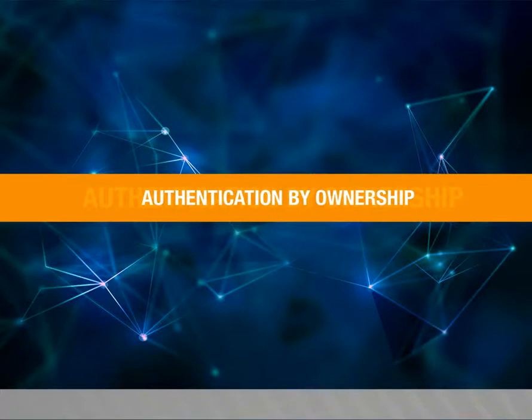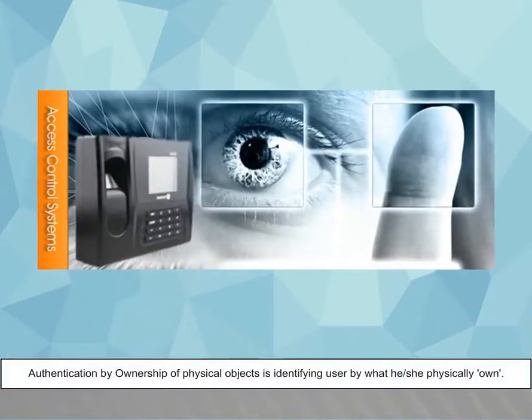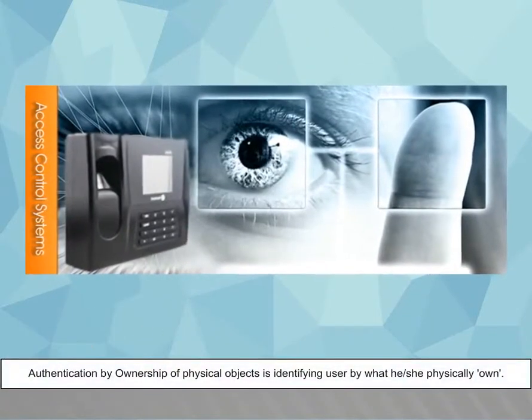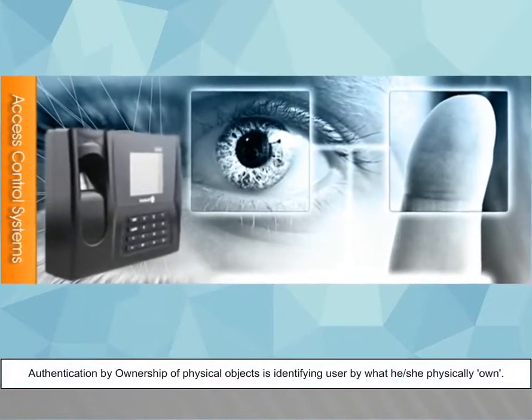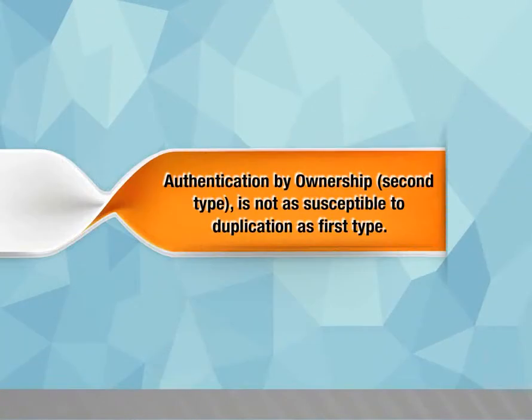Authentication by ownership. In this video, we are going to learn about authentication by ownership. Authentication by ownership of physical objects is identifying a user by what he or she physically owns. Second type is not as susceptible to duplication as first type.